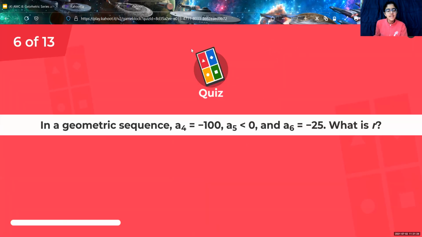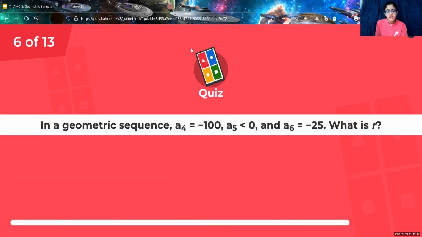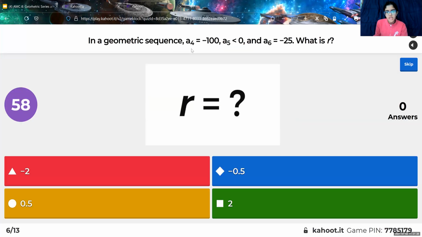Okay, Nikita's moving up. So in a geometric sequence, A4 is negative 100, A5 is less than 0, and A6 is negative 25. What is r? So what is the common ratio?